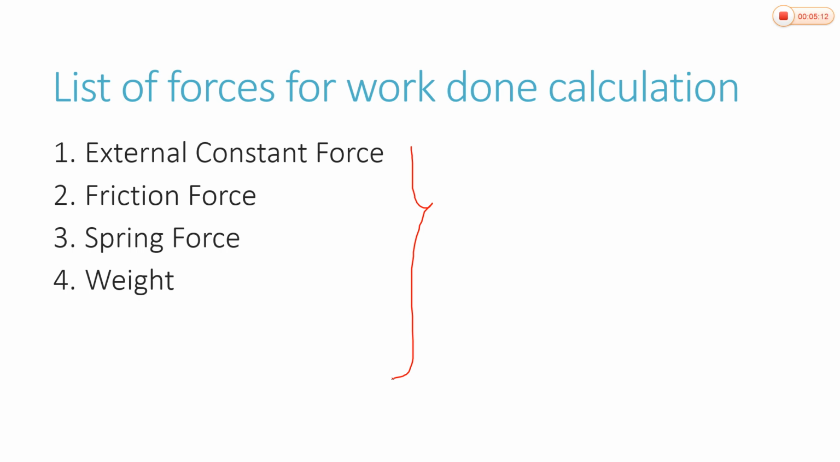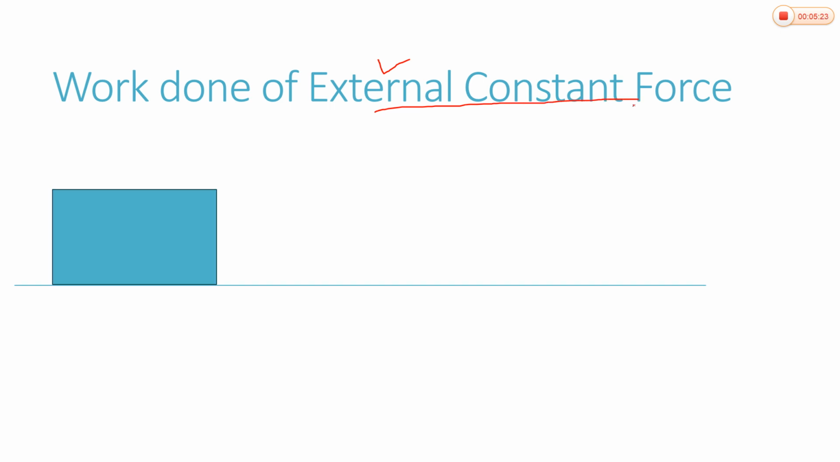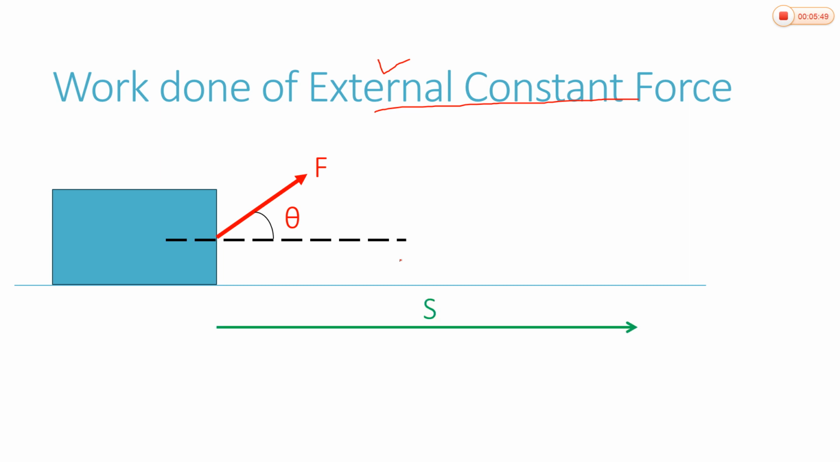So let's see the work done of each force, the concept to calculate the work done for each force in a detailed manner. We'll start with the work done of an external constant force. For this, again we are going to take one example, the example which we previously saw, the same numerical. Suppose we have a block which is resting on a horizontal floor, and to this block we apply an external constant force F at an angle theta, and because of this external force acting at theta, the object is going to displace S.